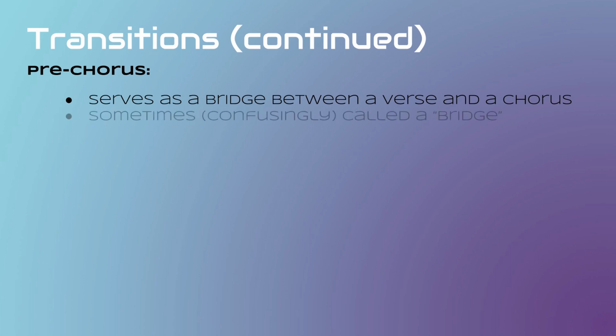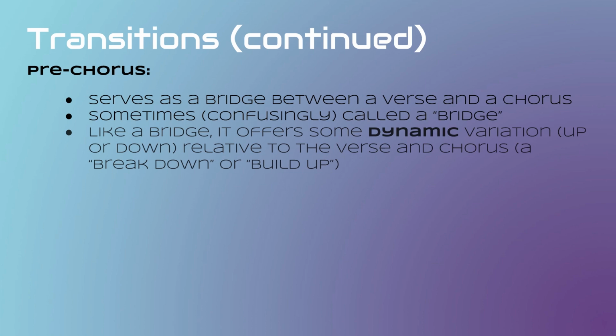However, due to this bridging function, the pre-chorus can also sometimes be erroneously referred to as a bridge, which can create great confusion given that a bridge is its own unique song segment as described in the previous video. While a pre-chorus accomplishes a different task in your song than a bridge would, it still shares an important characteristic with your bridge, which is that it offers some dynamic variation, up or down, relative to the verse and chorus. That is, it usually provides some kind of breakdown or build-up between the preceding verse and the forthcoming chorus.